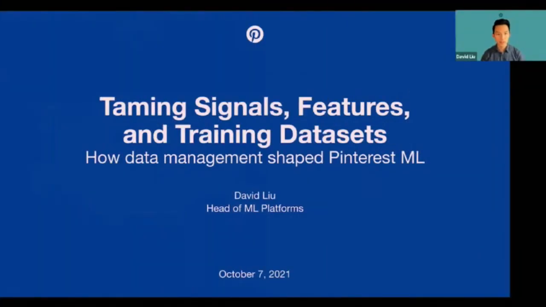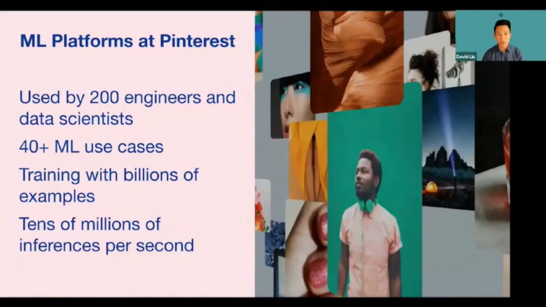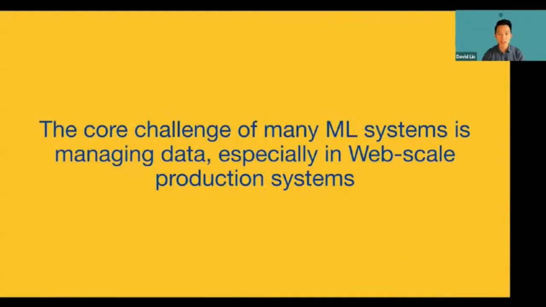Hello, everyone. Today, we're going to take a tour of Pinterest's data management approaches for machine learning and how they've evolved over time. My name is David Liu, and I lead the machine learning platforms team. ML platforms at Pinterest are used by 200 engineers and data scientists for over 40 ML use cases. Many of these are very large scale with billions of training examples and tens of millions of inferences every second. The core challenge of many ML systems is ultimately managing data. As Pinterest scaled both in team size and number of use cases, we had to massively evolve our approaches.